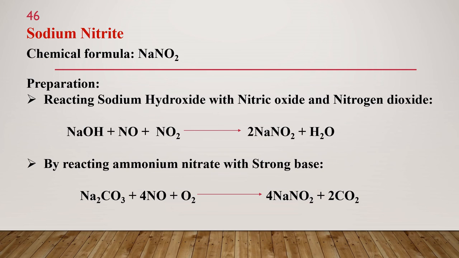Sodium nitrite. The chemical formula for sodium nitrite is NaNO2. Preparation of sodium nitrite: sodium nitrite is prepared by reacting sodium hydroxide with nitric oxide and nitrogen dioxide to form sodium nitrite and water. Sodium nitrite may also be prepared by reacting sodium carbonate with nitrogen oxide and oxygen to form sodium nitrite and carbon dioxide.